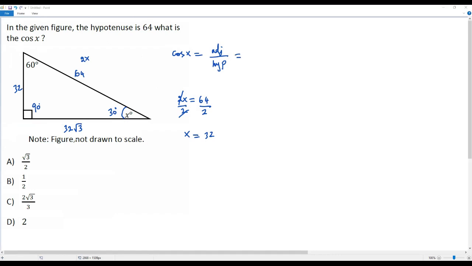Okay, now let me plug in this 32 times square root of 3 for the adjacent side over here. And we know that the hypotenuse is 64. Let me plug in 64 for the hypotenuse. 32 goes into 32 one time and 32 goes into 64 two times. I am getting square root of 3 over 2. Okay, here I got the value of cosine x, that is square root of 3 over 2. We find square root of 3 over 2 in answer choice A. The correct answer choice for this question is A.